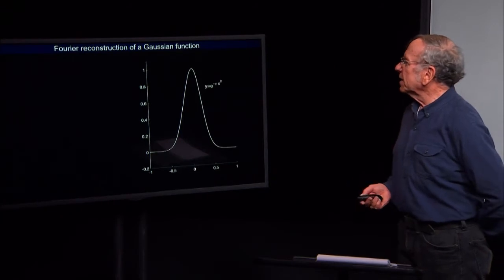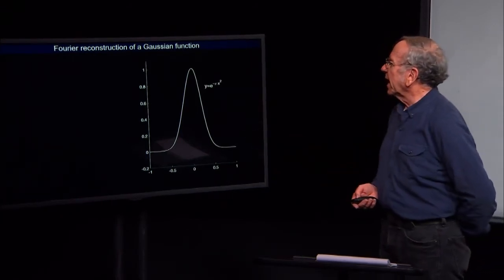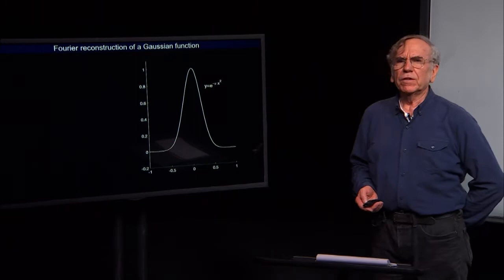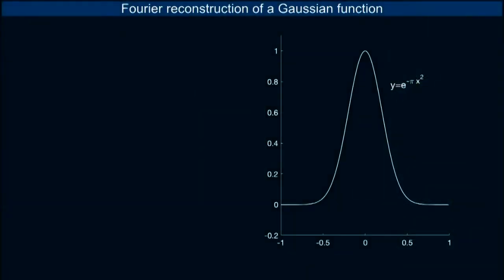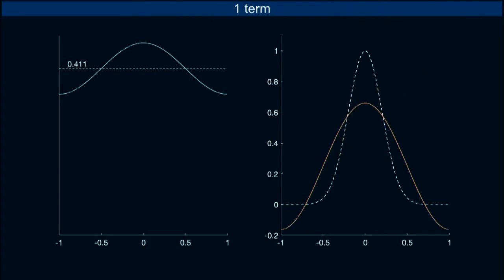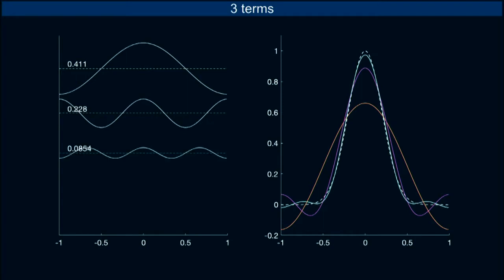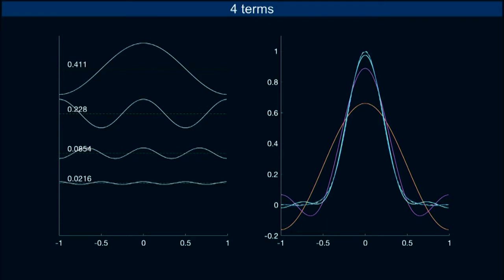So here, for example, is a function. This is a Gaussian. And we are going to try to approximate it by a sum of cosine functions. So here's the first cosine function, and here I have it superimposed on the original. Here is the second term. This is a cosine with twice the frequency. There's a cosine with 3 times the frequency, and you can see that this blue curve is getting close to the dashed line, which is our goal.